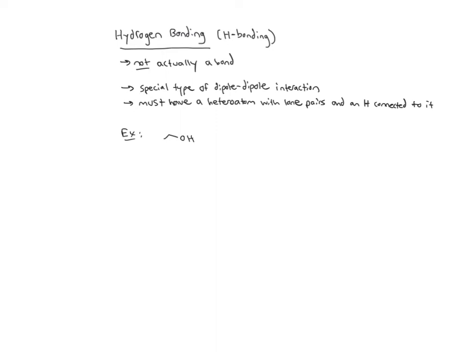The last intermolecular interaction we're going to see is actually the strongest type of interaction, and this is hydrogen bonding. Hydrogen bonding is not an actual bond, so we're not talking about a bond between hydrogen and another atom. We're talking about an interaction here. It's kind of an unfortunate name, but it's referring to an interaction. And it's a special type of dipole-dipole.